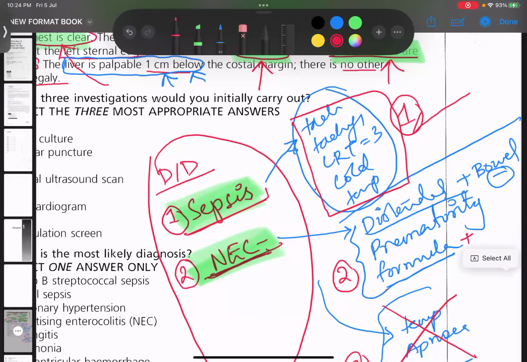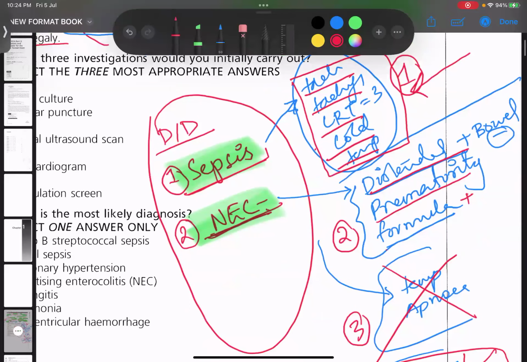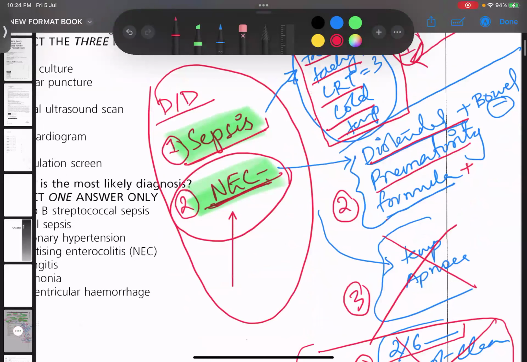But that means I have only these points, and I don't have anything that could explain the extended abdomen, prematurity, or absence of bowel movements. So septic shock would not explain the abdominal signs and symptoms that we are seeing here. However, if we consider necrotizing enterocolitis, that would fit, because the child was premature and on formula feeding, which are the 2 important risk factors for necrotizing enterocolitis.